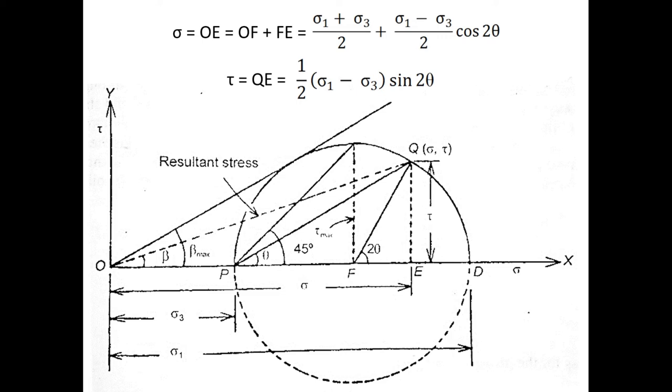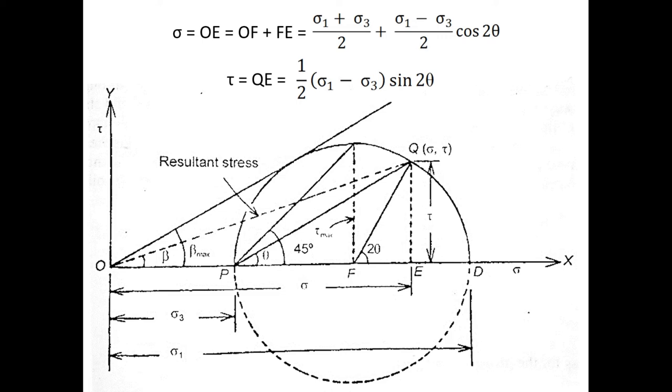Look at the figure and point Q, where the coordinates will give you the stresses acting on that plane inclined at an angle theta. The plane inclined at an angle theta was AB in that soil wedge, and the stresses acting on it were sigma and tau. So if I draw a similar inclined plane here, PQ, the coordinates of the point Q will give you the same stress system as that of the plane AB. This is the concept of drawing the Mohr circle.